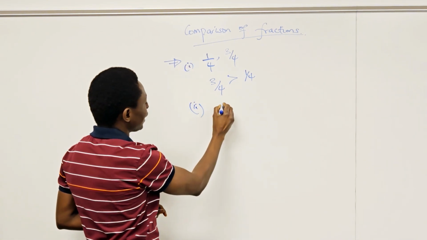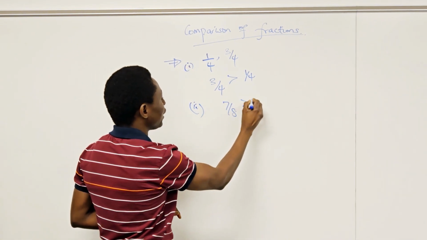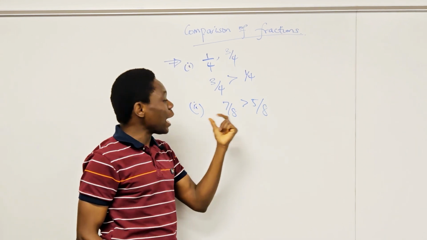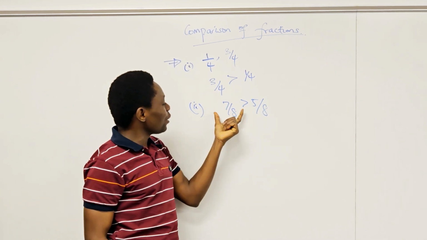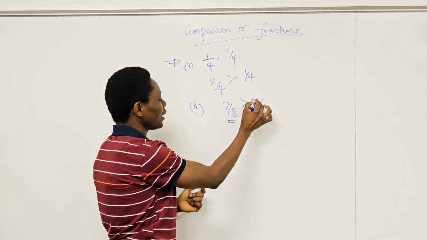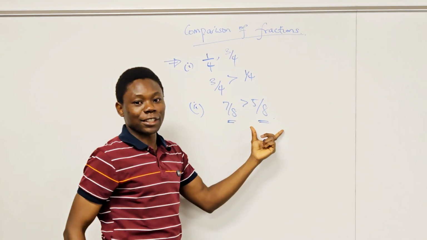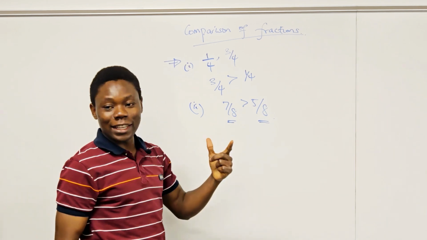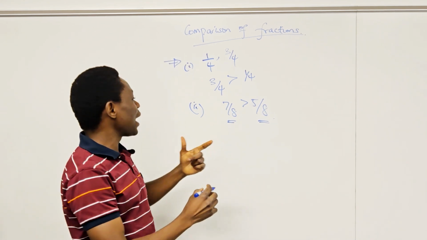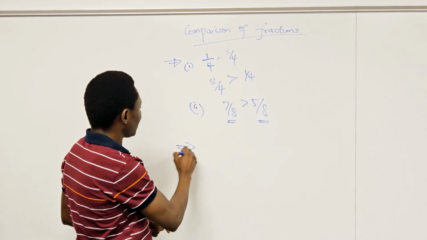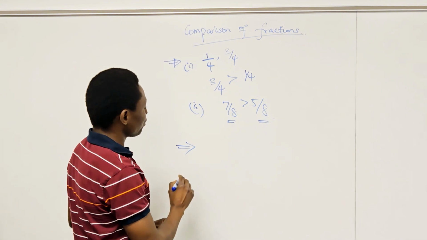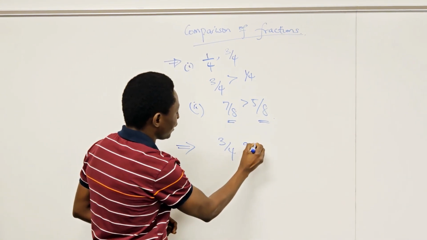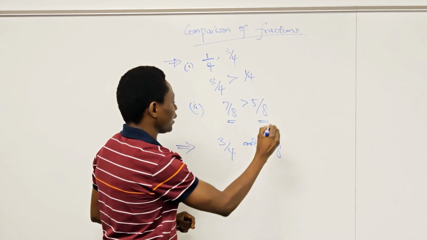We can also say that 7 over 8 is greater than 5 over 8 because they have a common denominator and the numerator of this fraction is greater than the numerator of the second fraction. However, that is not the case if the denominators are different. So let's look at the second scenario. For example, we want to compare 3 over 4 and 5 over 8.